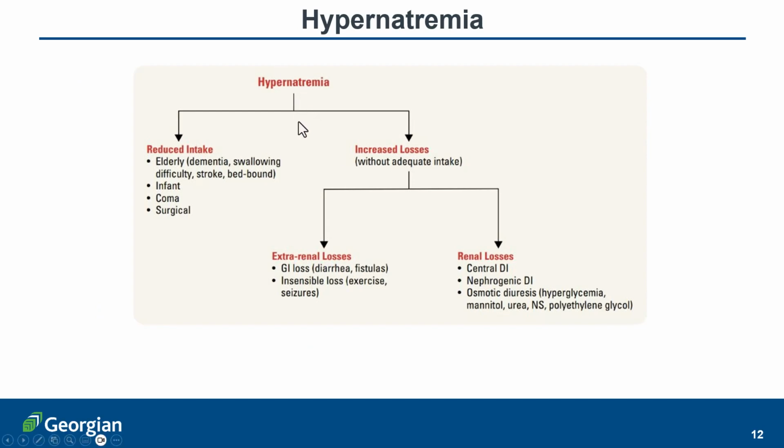Here it is in flowchart form. So hypernatremia could occur, the etiology could be because of a reduced intake. For example, in the elderly, hypernatremia is far more common because of swallowing difficulties, dementia, being bedbound, stroke, all that would reduce your intake, right? The thirst reflex might be affected, and even if that is present, it would be difficult replenishing the fluid losses.